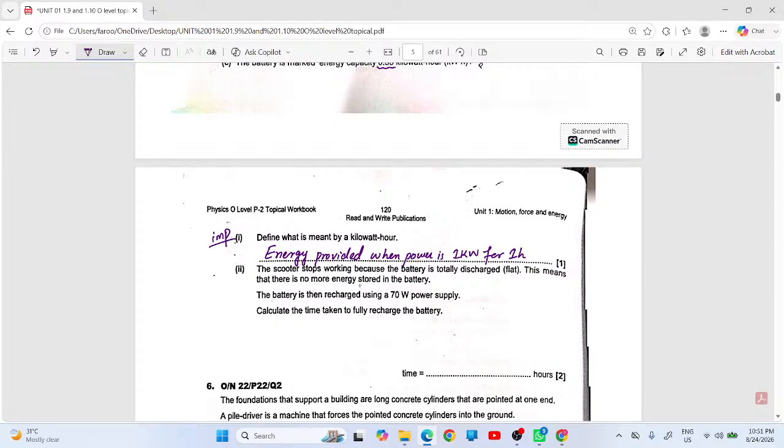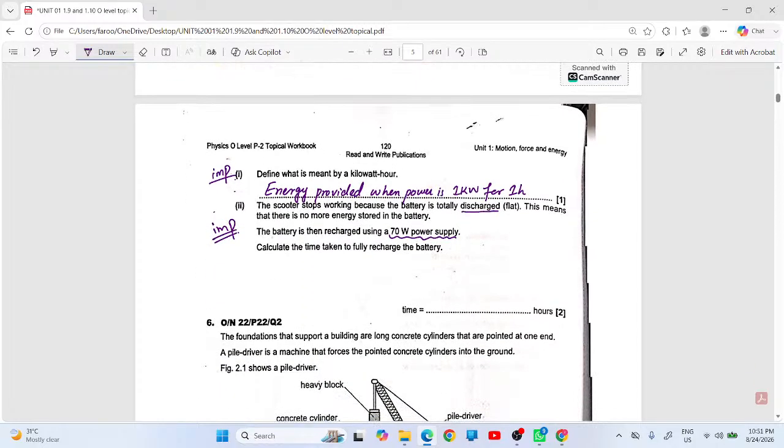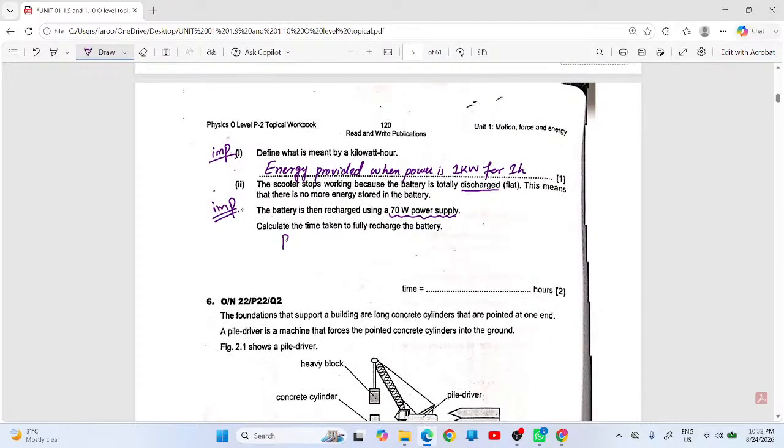The scooter stops working because the battery is totally discharged. This means that there is no more energy stored in the battery. The battery is then recharged using 70-watt power supply. Calculate the time taken to fully recharge the battery. Very, very important. Power equals energy over time, so time equals energy over power. What's the energy?